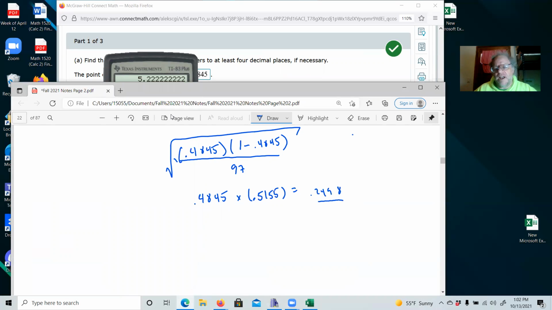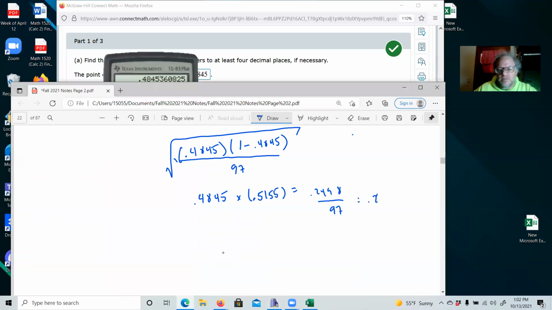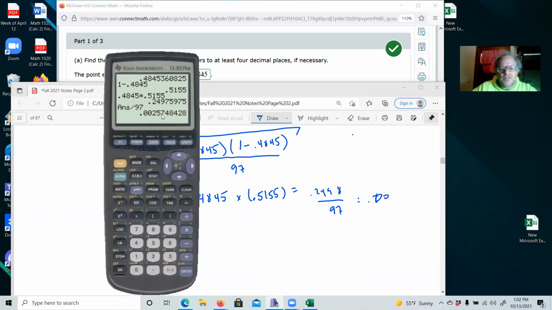Okay, and then we have to divide by 97. Okay, so let's go ahead. I would keep everything in your calculator. I wrote down 4 decimal places, but I really meant all of them. Okay, so divided by 97. Oops, I don't want that. I just want 97. Okay, and then we would write that down. So 0.2575, right? 0.02575.